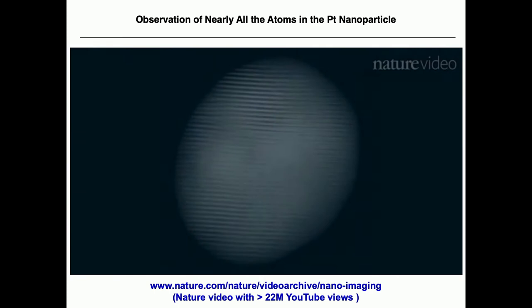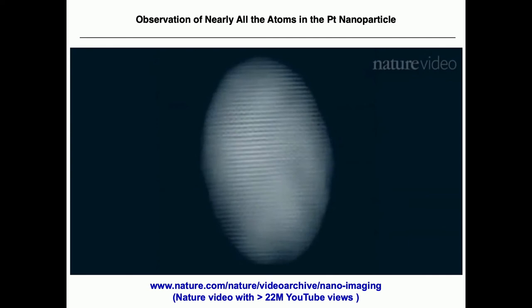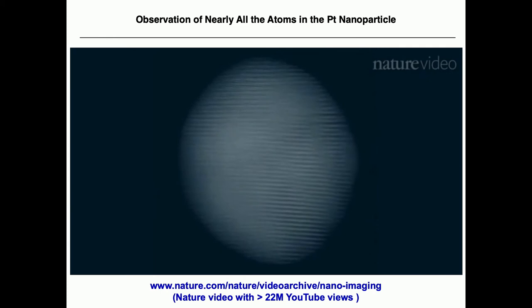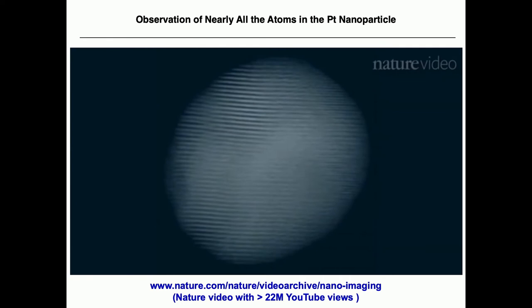It may look blurry, but this particle is estimated to contain over 27,000 atoms, and so, like flies in a swarm, they appear to merge together. Every so often, though, we see the platinum's atomic structure align, granting us a moment of clarity.